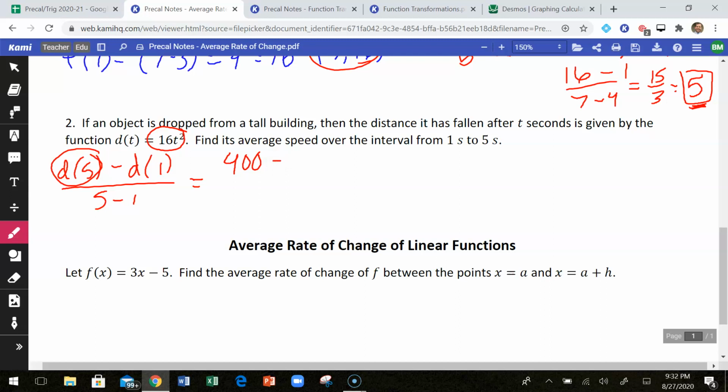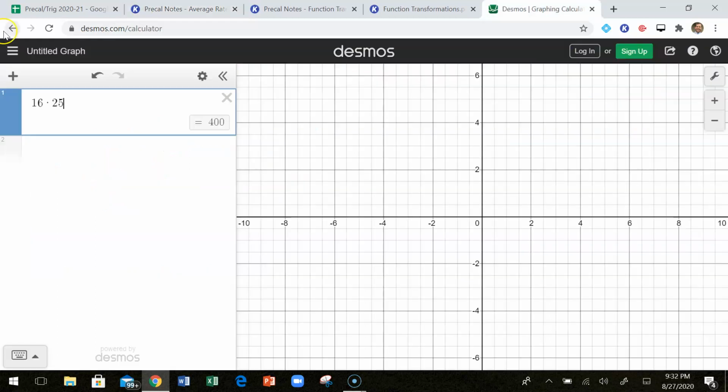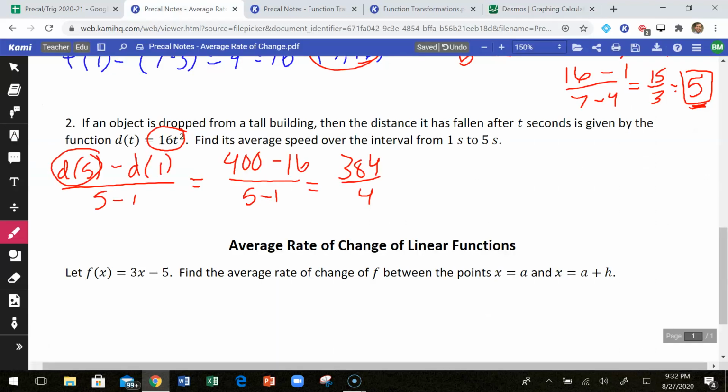Minus d of 1, if I plug 1 into that function, we get 16 over 5 minus 1. So that's going to be 384 divided by 4. Okay, so if we do 384 divided by 4, that gives us 96. So we have an average rate of change of 96.